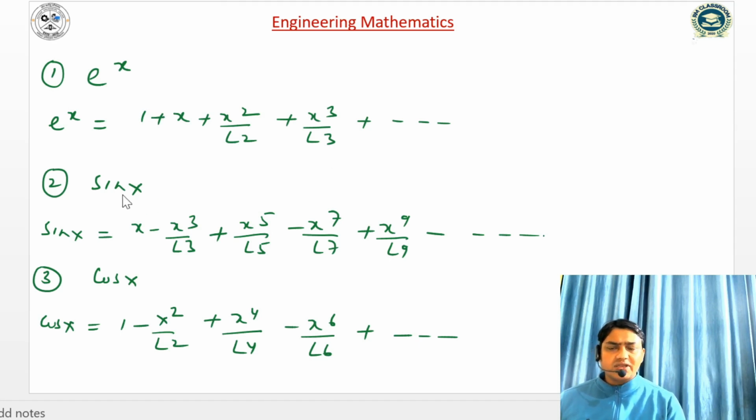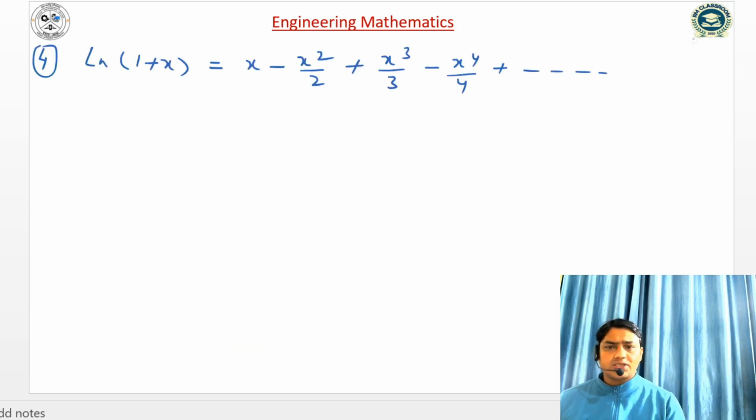Similarly, the second function, sine x. The expansion of sine x is x minus x cube by factorial 3 plus x5 by factorial 5 minus x7 by factorial 7 plus x9 by factorial 9. With the help of this Taylor series or Maclaurin series, we can expand any type of function, like cos x. The expansion of cos x is 1 minus x square by factorial 2 plus x4 by factorial 4 minus x6 by factorial 6.